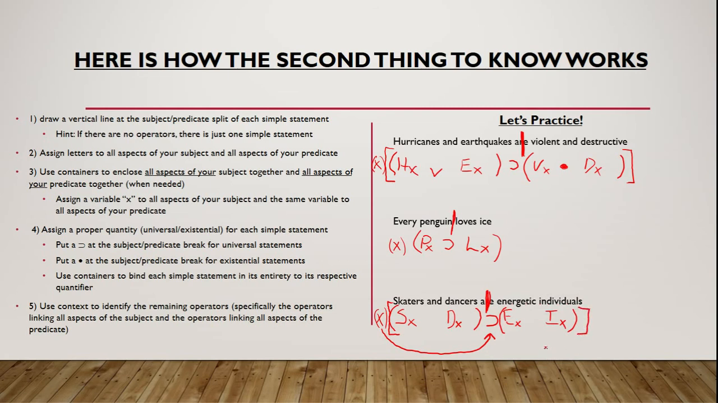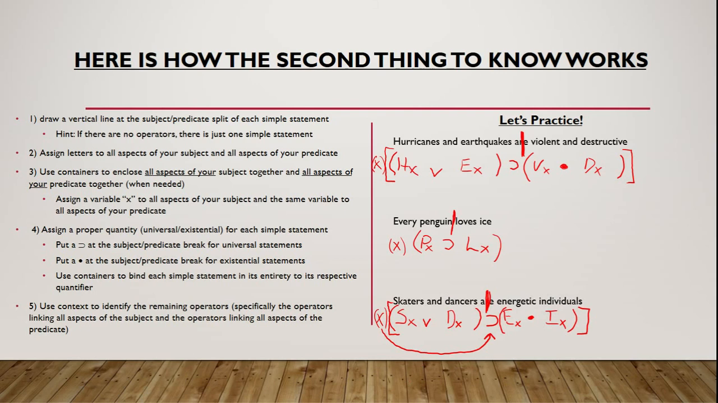All right. And then finally use context to identify the remaining operators, specifically the operators linking all aspects of the subject and the operators linking all aspects of the predicate. So energetic individuals, it strikes me that this should be linked with a dot, so they are energetic and they are individuals. Skaters and dancers, even though that's an and, I don't think a dot operator works for the same reason we didn't do it for the earthquakes and hurricanes. I wouldn't do it for skaters and dancers. It's not that you're a skancer or a dater. Actually, a dancing skater, a dater, those are very different things. I don't know what to call that one. A scancer would probably be the technical term for a skating dancer. So I'd put a wedge here.